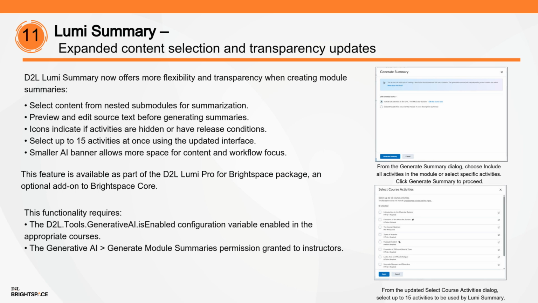The new interface allows instructors to select up to 15 activities, and a smaller banner gives more space for content. This feature is available as part of the D2L Lumi Pro for Brightspace package, an optional add-on to Brightspace Core. To enable, ensure your org is entitled to D2L Lumi Pro, the generative AI tool is active, instructors have the Generate Module Summaries permission, and the D2L.tools.generative.ai configuration variable is turned on in the appropriate courses.